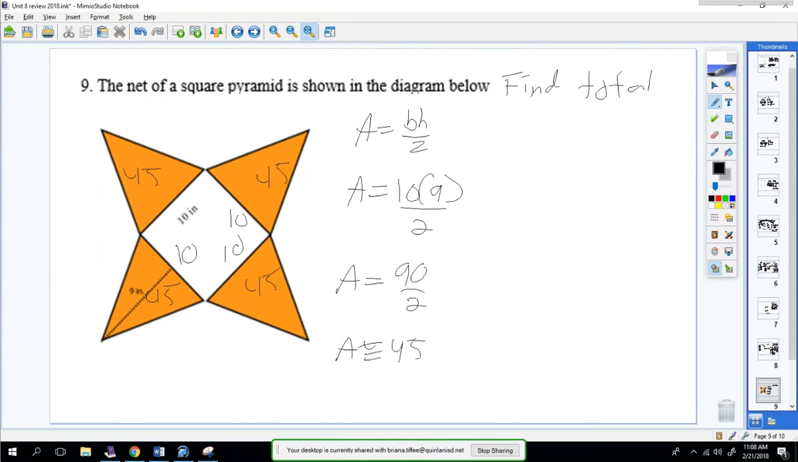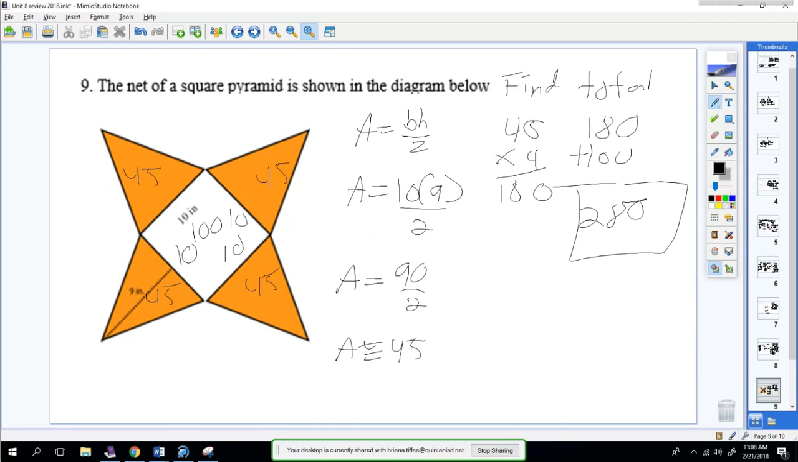Since I have 4 45s, you're going to do 45 times 4, which is 180. And then I'm going to take 180 plus the area of the base, which is just 10 times 10, which is 100, so 180 plus 100 is 280. So my total is 280. And again, sorry for not asking for the total surface area.